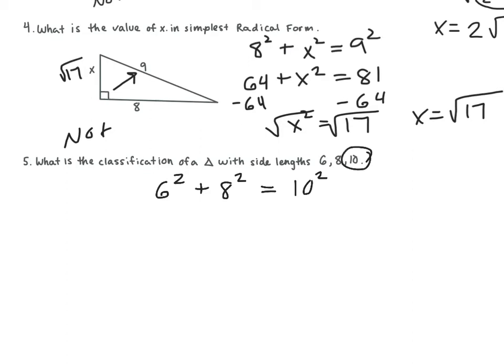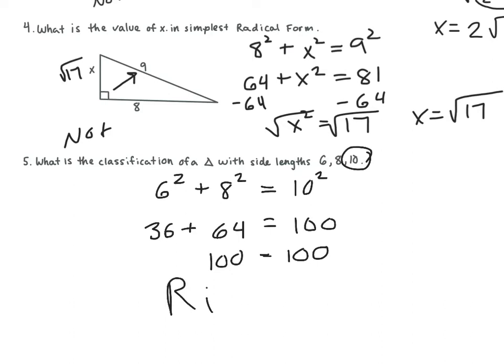So 6 squared is? And 8 squared? 64. So it's 36 plus 64. 100. Is 100 equal to 100? So what type of triangle would this be? A right triangle.